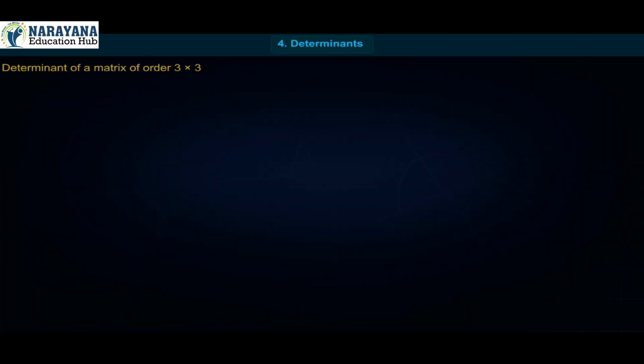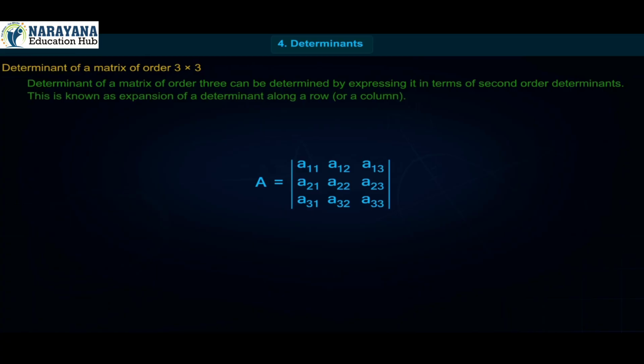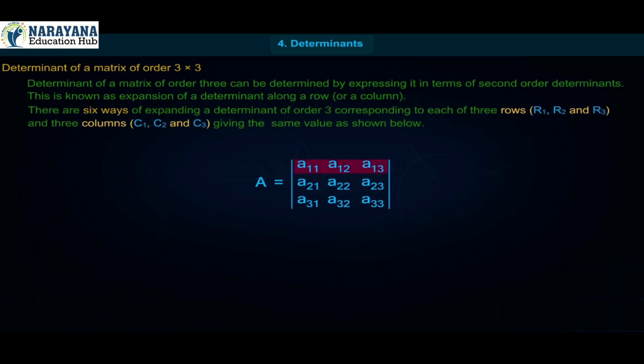Determinant of a matrix of order 3 by 3. Determinant of a matrix of order 3 can be determined by expressing it in terms of second order determinants. This is known as expansion of a determinant along a row or a column. There are 6 ways of expanding a determinant of order 3, corresponding to each of the 3 rows R1, R2 and R3 and 3 columns C1, C2 and C3, giving the same value as shown below.